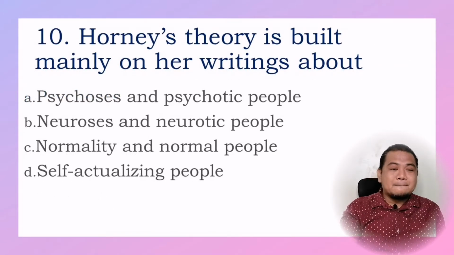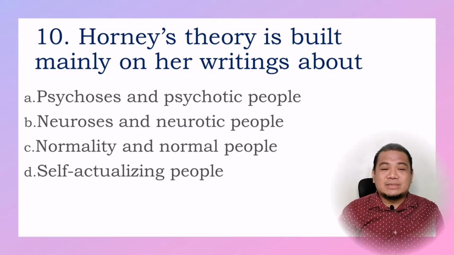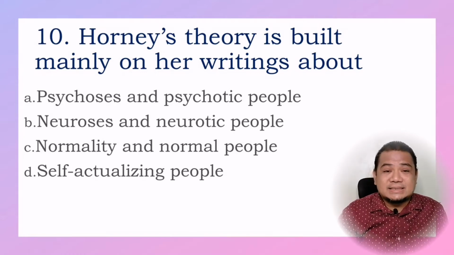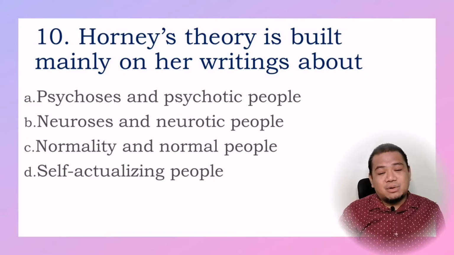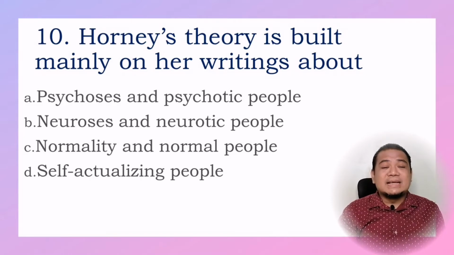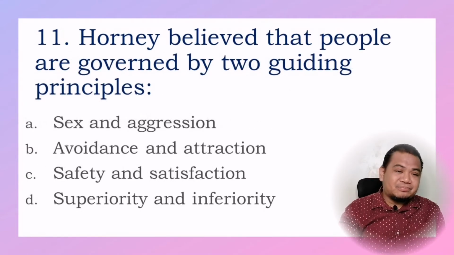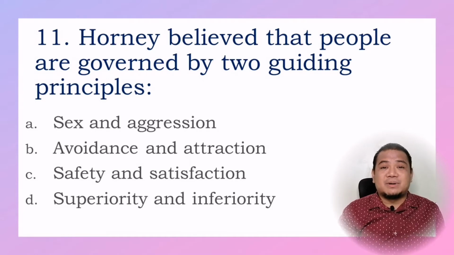Number 10. Horney's theory is built mainly on her writings about: A. Psychoses and psychotic people. B. Neuroses or neurotic people. C. Normality and normal people. Or D. Self-actualizing people.